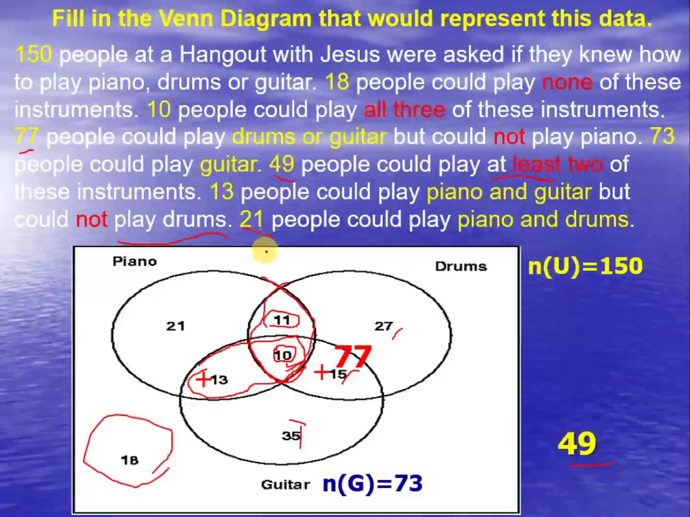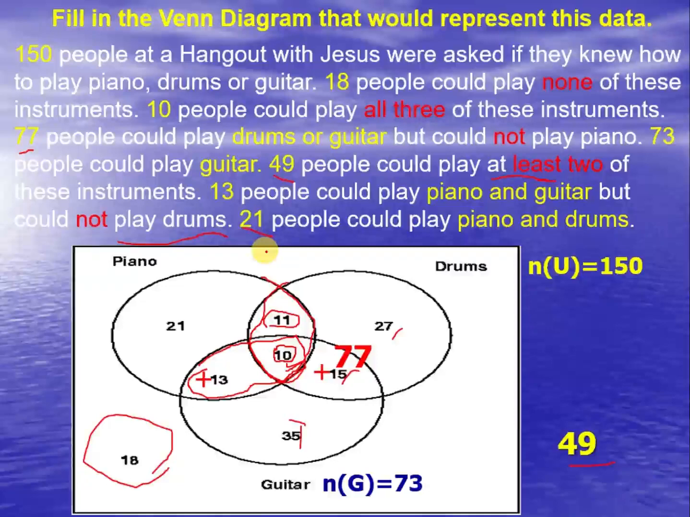But like I said, the moment you see the question, you have to first outline the thing. Let U be the number of students or people who went out for the hangout with Jesus. You have to define your terms before you put them inside the Venn diagram. That will be easier, and those ones sometimes attract marks.